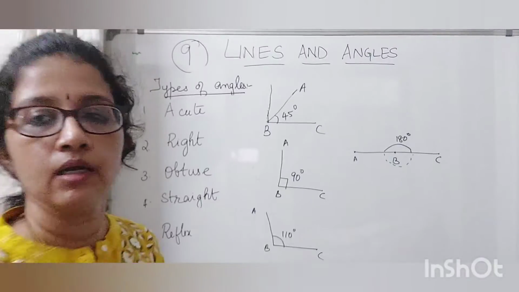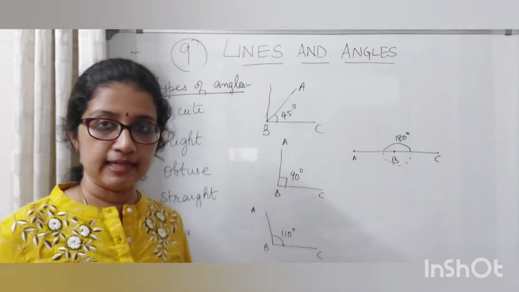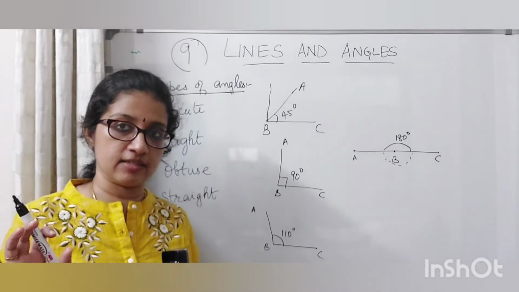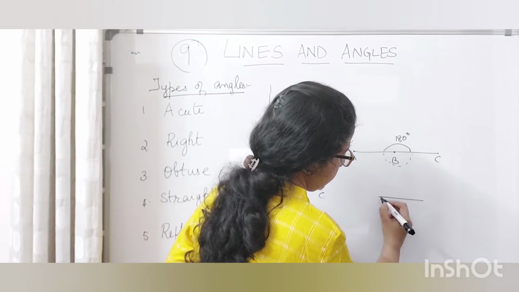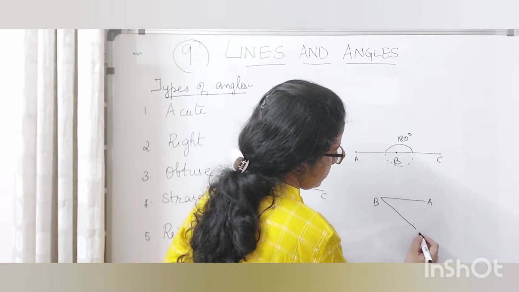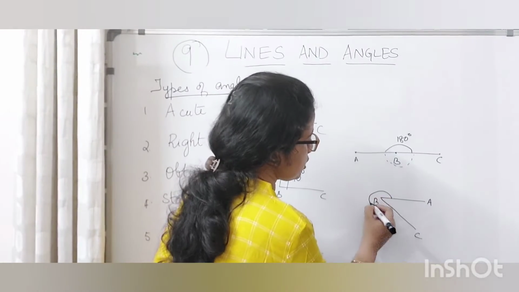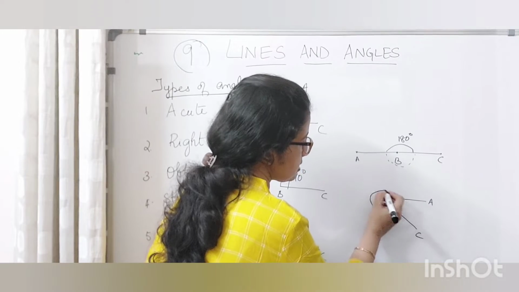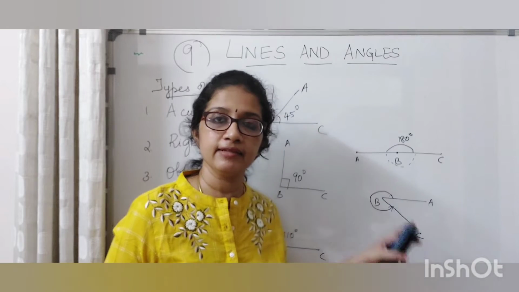Now the last one is a reflex angle. What do you mean by reflex angle? A reflex angle is an angle whose measurement is between 180 and 360 degrees. That is, if we have an angle like this. This is A, B and C. So how will you measure this angle? This is the measurement of this angle, right? So you have to measure it this way. This angle is a reflex angle. It lies between 180 and 360 degrees.